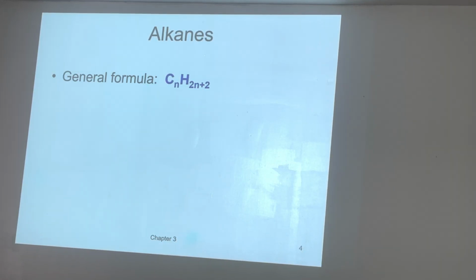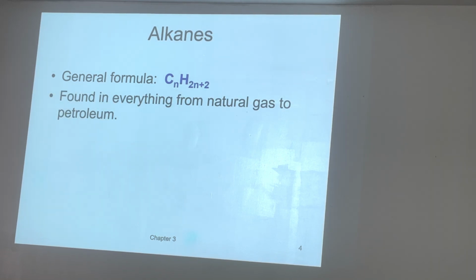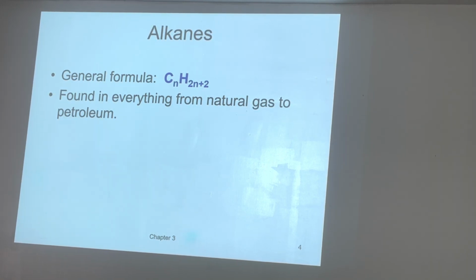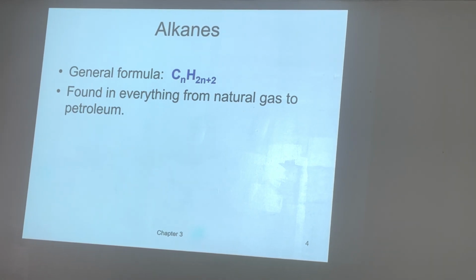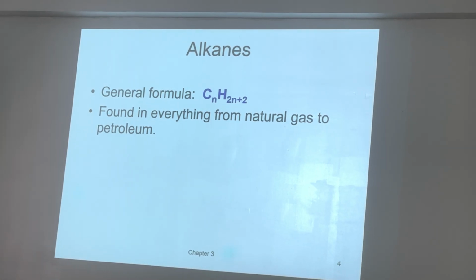So the general formula for alkanes is CnH2n+2, so we're just multiplying the number of carbons by 2, and adding 2.